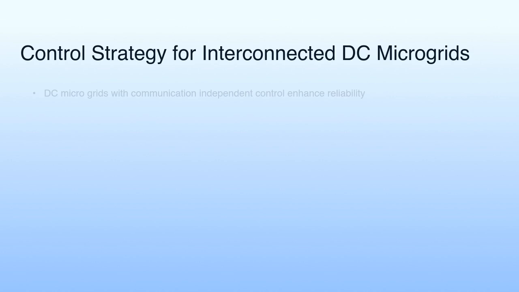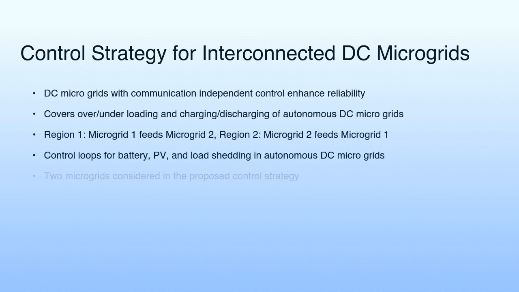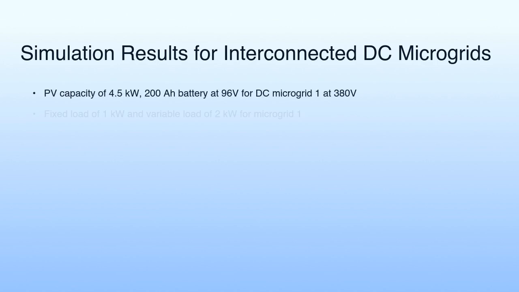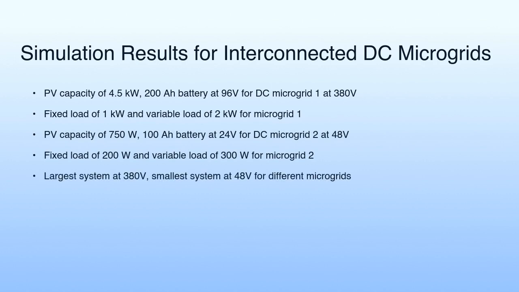The control strategy covers overloading, underload charging, and discharging scenarios in interconnected autonomous DC microgrids, with independent control loops for battery, PV, and load shedding in each microgrid. Simulations showcase two interconnected microgrids at 380V and 48V with varying PV capacities, battery sizes, and fixed and variable loads, exchanging power without violating voltage requirements.